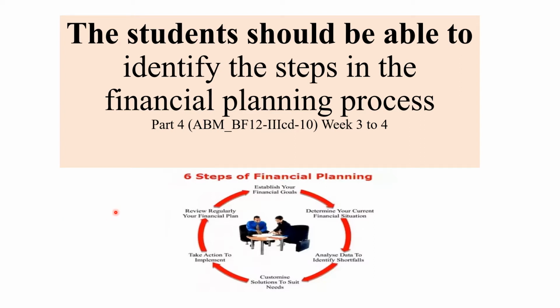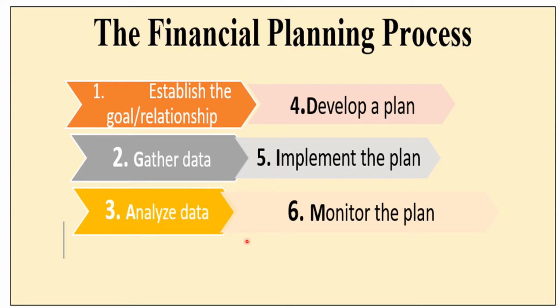So we are expected to be able to identify the steps in the financial planning process. In this week, we're going to focus on the processes that we should take in financial planning. We have 6 steps to be done in order to accomplish the process. Number 1 is we need to establish the goal and relationship between our client.